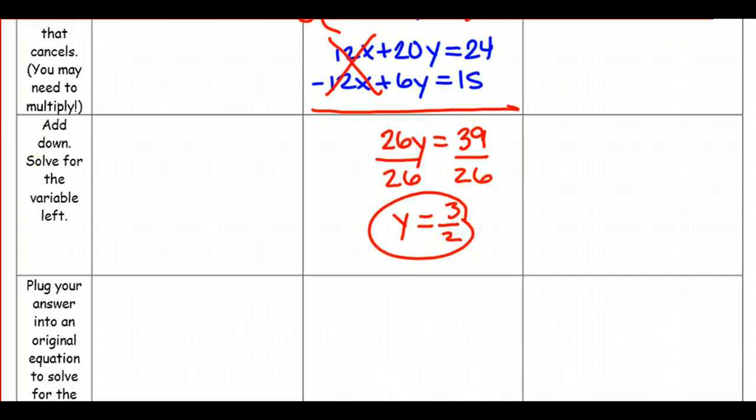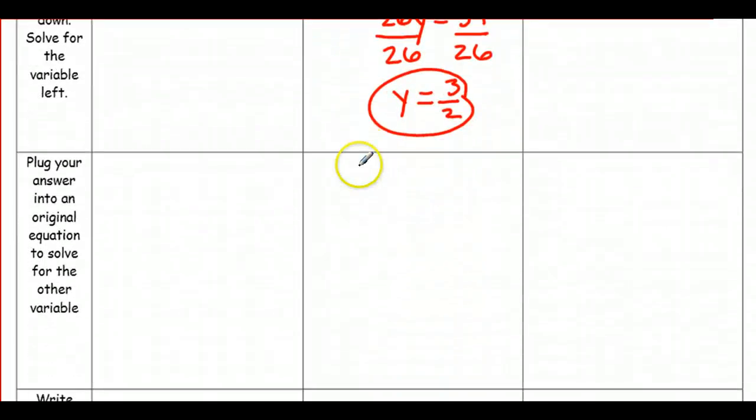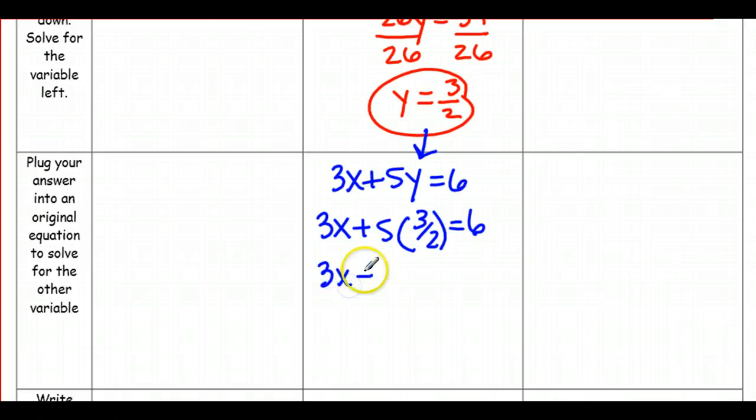Alright, now that we know what y is, we need to take one of the original equations and figure out what x is. So let me look at one of the original equations. I'm going to do 3x plus 5y equals 6. And since I know y is 3/2, I'm going to plug it in. So we've got 3x plus 5 times 3/2 equals 6. Now I'm going to simplify this: 3x plus 15/2 equals 6.